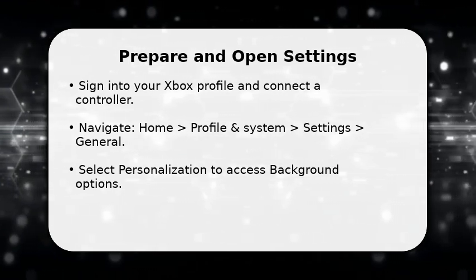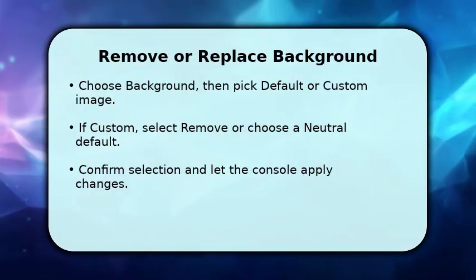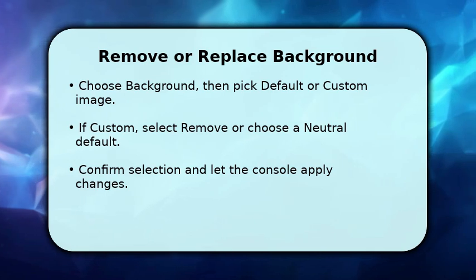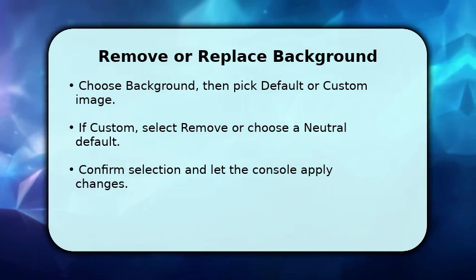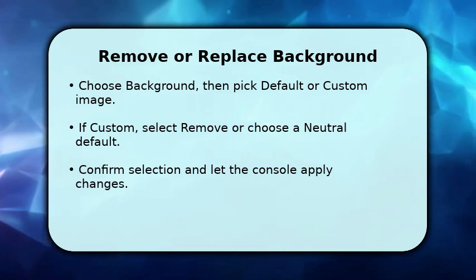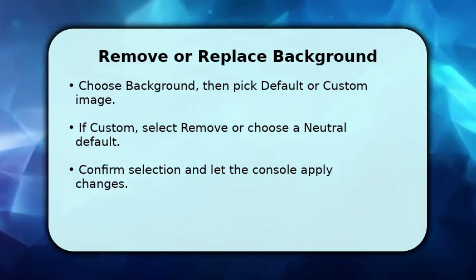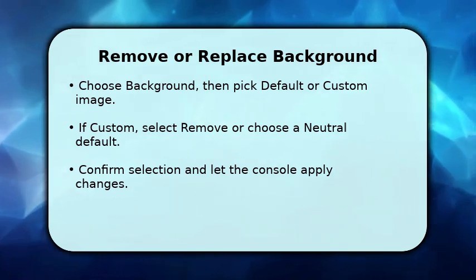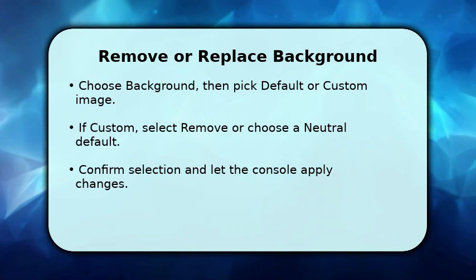You now interact with the background menu to remove the current image. Select Background, then choose Default to revert to the built-in theme, or pick a custom image slot if you want to replace it. If a custom image is selected, choose Remove or replace it with a neutral default to eliminate distracting imagery. Once you confirm, the system writes the change immediately.